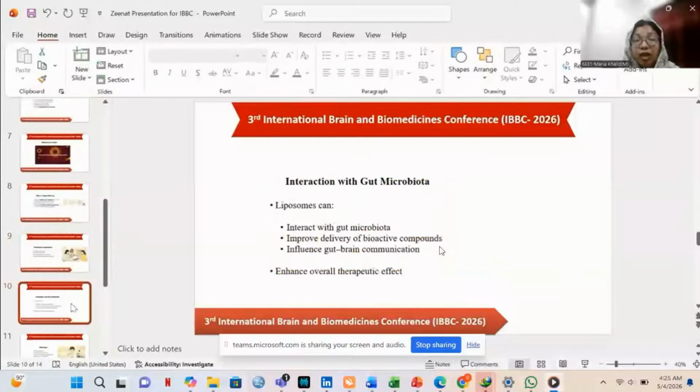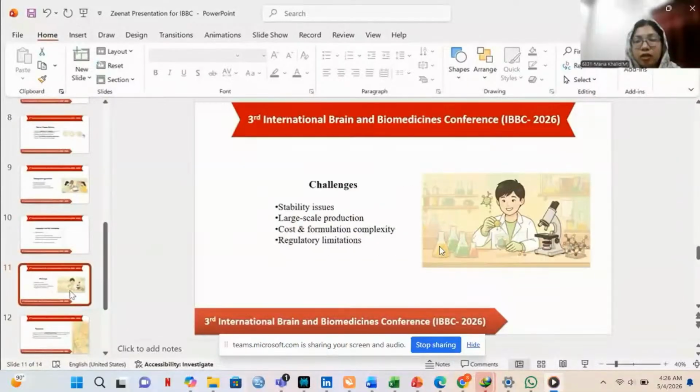Next are regulatory limitations. Regulatory approval is also a challenge. Since liposomes are advanced drug delivery systems, they must meet strict safety and efficacy standards. This can delay their clinical application and commercialization. So, while liposomes offer significant advantages, these challenges need to be addressed for their successful clinical translation.